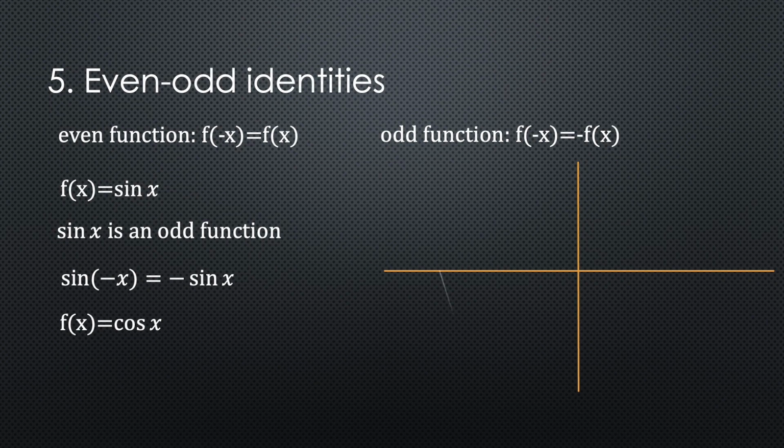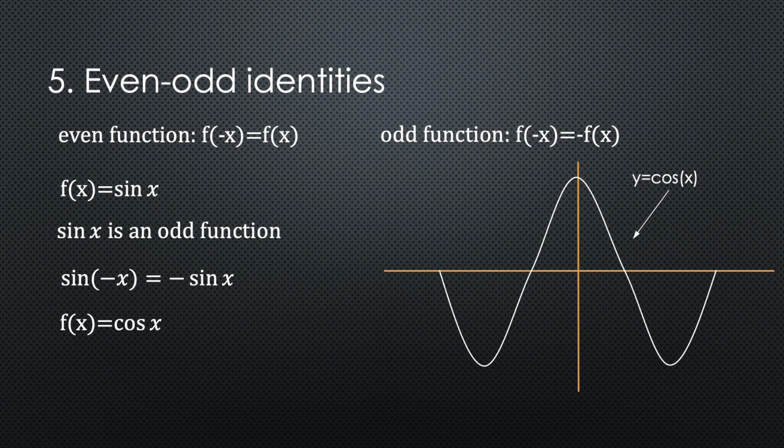Now look at cosine of x. Its graph shows that it is symmetric in y-axis. So cosine of x is an even function. So we have cosine of negative x is equal to cosine of x.